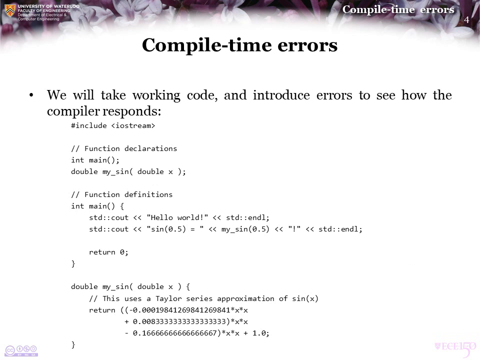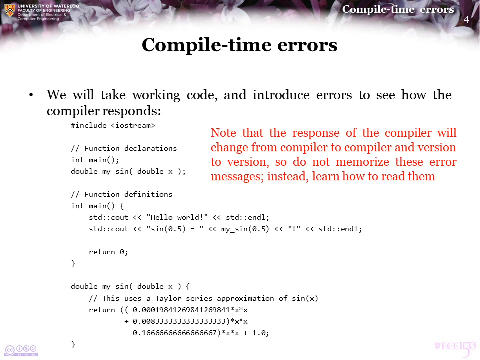So, what we're going to do is take code that works and then introduce errors to see how the compiler responds. Now, very important, the response of every single compiler is going to change from compiler to compiler and even version to version. Newer and newer versions of compilers give better messages, but these messages are nevertheless going to change. So do not memorize the error messages. Instead, learn how to read them.